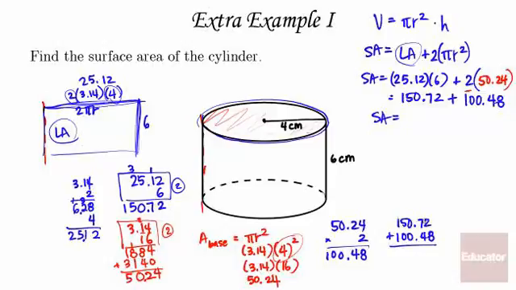Remember, when you add decimals, you have to line up the decimal point. So 2 plus 8 is 10. 7 plus 4 is 11, plus the 1 is 12. 1, 5, and 2. Decimal point, just bring it straight down. So my surface area is 251.20. And my units, centimeters. It's area, so it's squared.